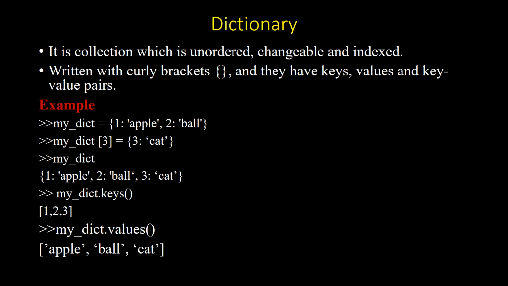If you want to display only the key values, I can display them as my_dictionary.keys, and only the keys 1, 2 and 3 are printed. Suppose I want to print only the values in the dictionary, then .values shows apple, ball and cat.